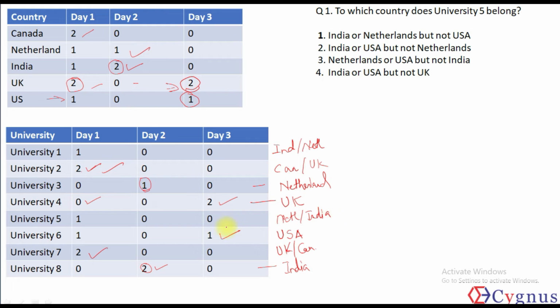So how many universities am I sure about? I'm sure about university 3, university 4, university 6 and university 8. That's it. For the remaining, there will be 2 cases.